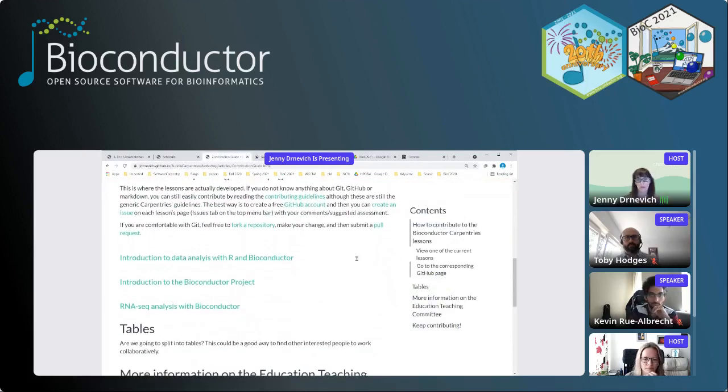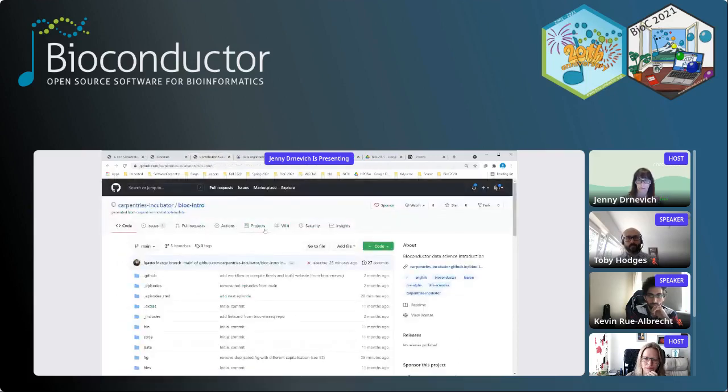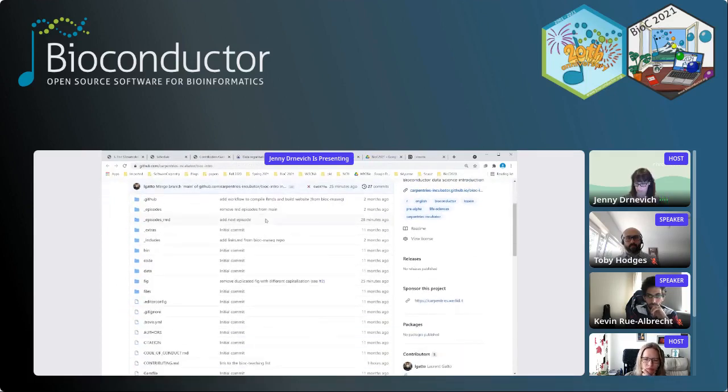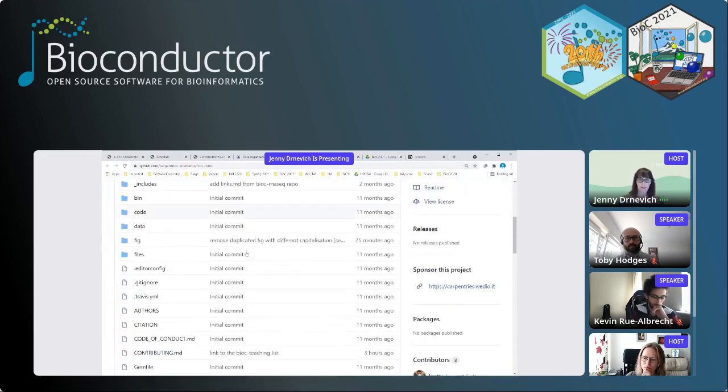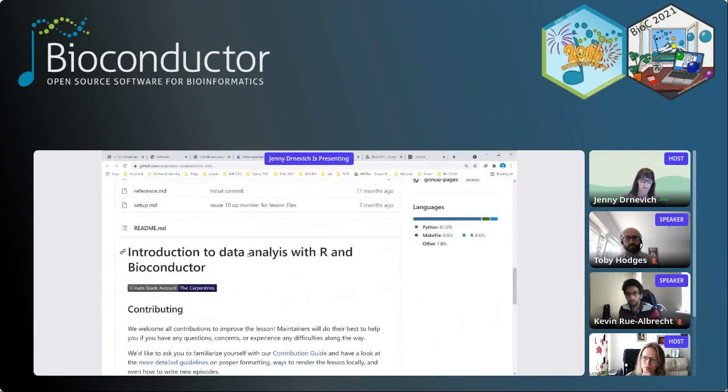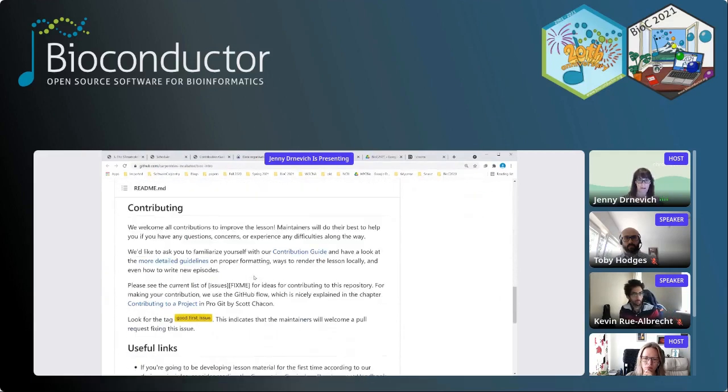Once you've identified something or found a typo, you can go to the Git page that is behind the produced page. Here's an example of the Git page for the BioC intro. I'll make this a little bigger, but you'll be looking at it on your own. If you do not know Git at all, you don't have to worry about that part of it. You can still contribute even if you don't know much about Git.